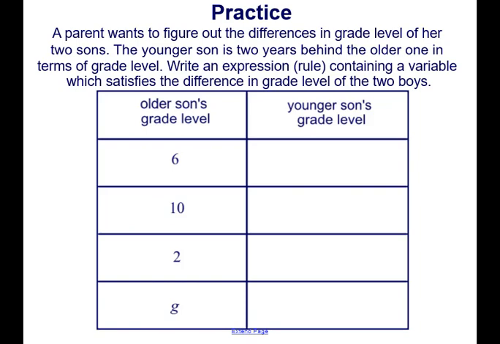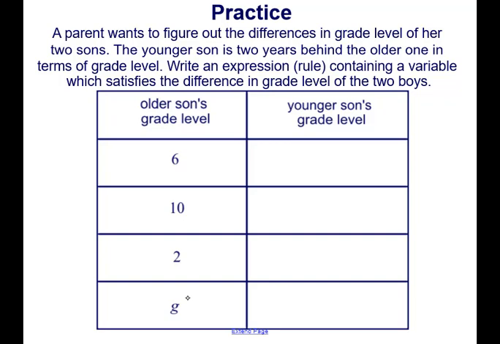Here's another example. We have a parent who wants to figure out the differences in grade level of her two sons. The younger son is 2 years behind the older one in terms of grade level. So let's use that information to write an expression or rule containing a variable which satisfies the difference in grade level of the two boys. So we have an input of the older son's grade level. So we've got when he was in grade level 6, 10, and 2. So 6th grade, 10th grade, and 2nd grade. And then we're trying to see in general, so we're using G for any grade.